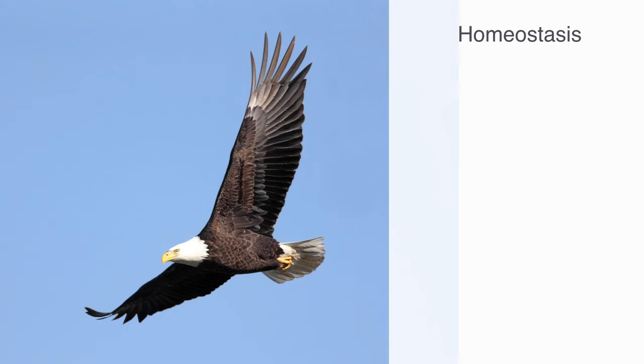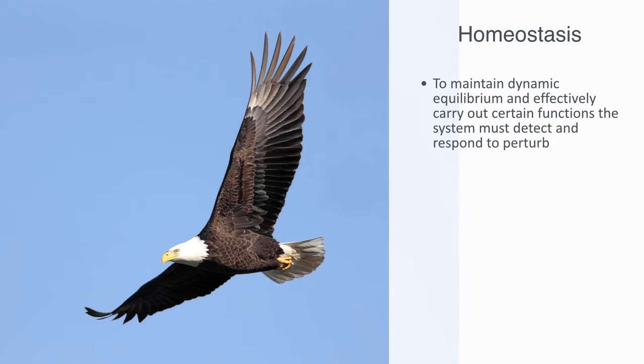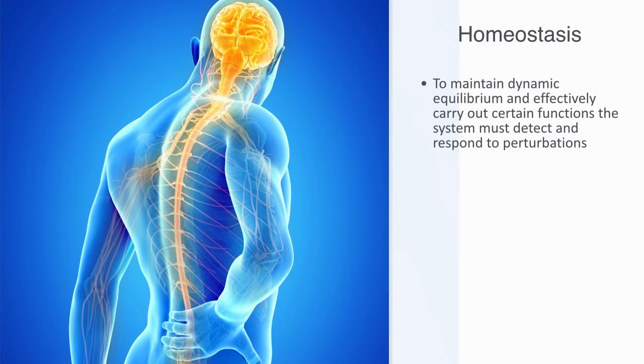Homeostasis. All living organisms, whether unicellular or multicellular, or even whole ecosystems, exhibit homeostasis to maintain dynamic equilibrium and effectively carry out certain functions. A system must detect and respond to perturbations. After the detection of a perturbation, a biological system normally responds through negative feedback. This means stabilizing conditions by either reducing or increasing the activity of an organ or system. Examples of homeostasis within the human body include the regulation of temperature, the balance between acidity and alkalinity, or release of glucagon when sugar levels are too low.